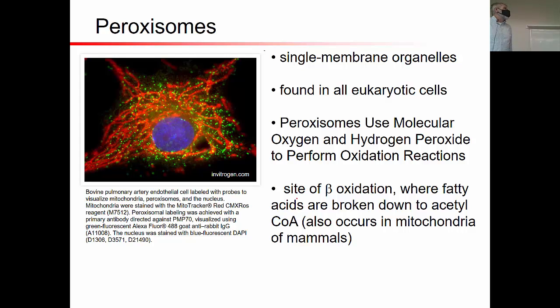So oxidation occurs here utilizing what we call molecular oxygen and hydrogen peroxide. I'll show this in the very next slide. It's also one of the sites where we get oxidation of fats. And that's important for freeing up the energy from fats. So we get what's called beta oxidation in both the peroxisomes and the mitochondria.